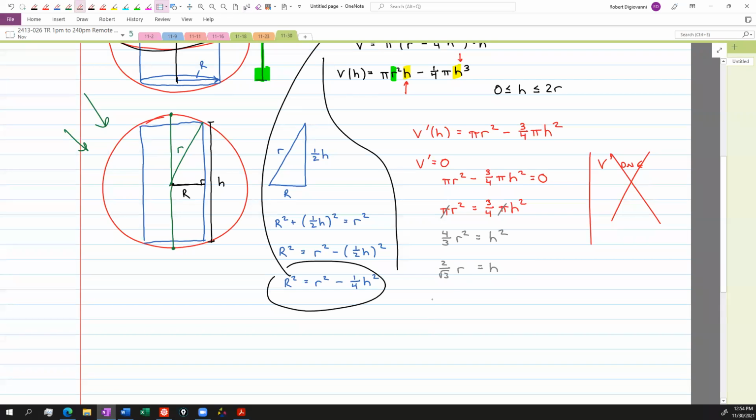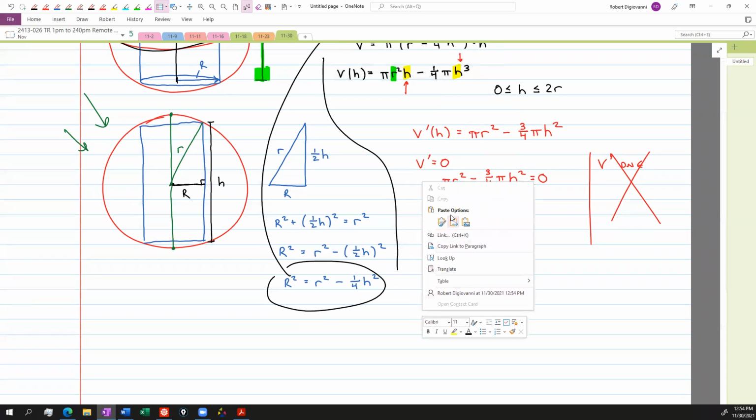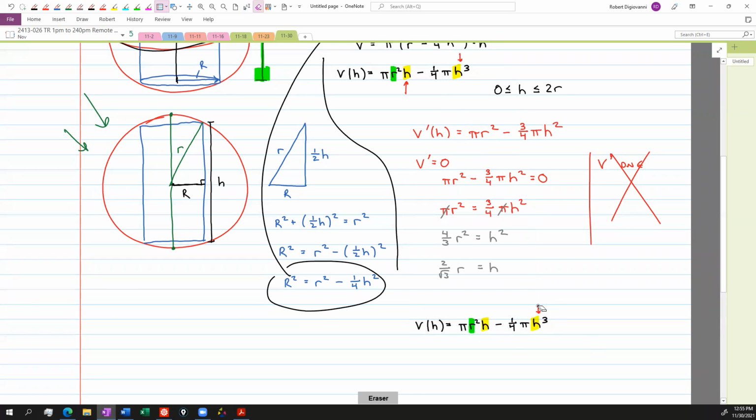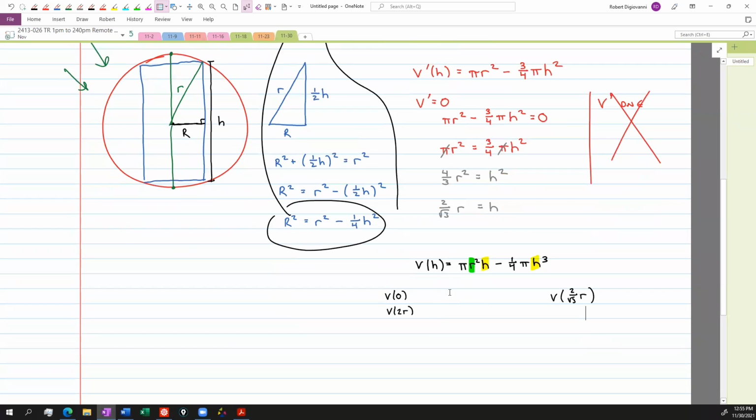And so I need to take my original function up here. I need to take this, and I need to evaluate that because I'm using the closed interval method. I need to evaluate that at the endpoints, 0 and 2r. And then I also have to evaluate it at this critical number that I found, 2 over root 3 r, and figure out what the volume is. So if you plug 0 into this for h, everything goes away, you get 0. So you have no volume.